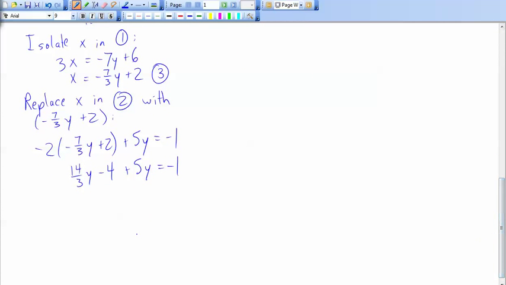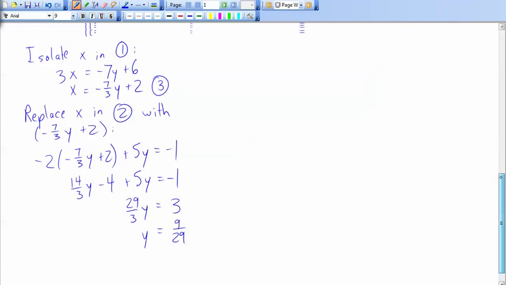Now combining my like terms, we'll get all the y's on the left. So we've got 14/3 plus 15/3 would give me 29/3 y. And on the right-hand side, we would get 3. So when I multiply both sides by 3/29 to isolate y, I'd get y equals 9 over 29. Maybe not your favorite number, but it's exactly the number we need, that one value. Now, I've found the value of y. All I need to do is find the x that goes along with it.